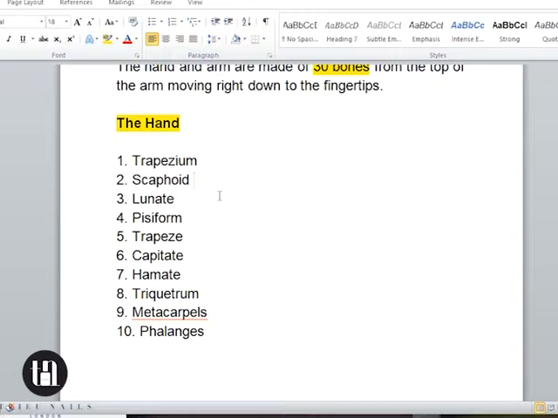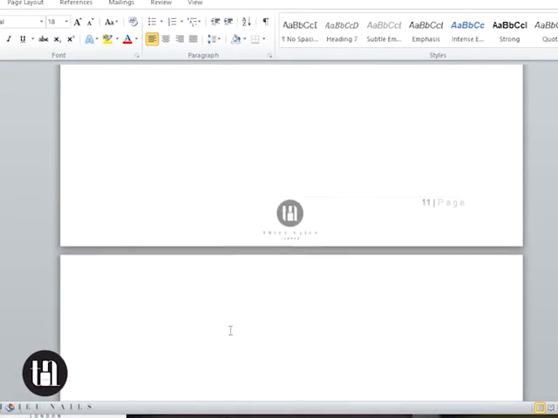Trapezium is quite easy to pronounce. This one, the pisiform, so pi-form. This is almost like hey, mate. And this one could be pronounced tree or tri-drum. And metacarpals, phalanges. So let's actually see what that looks like on the hand.